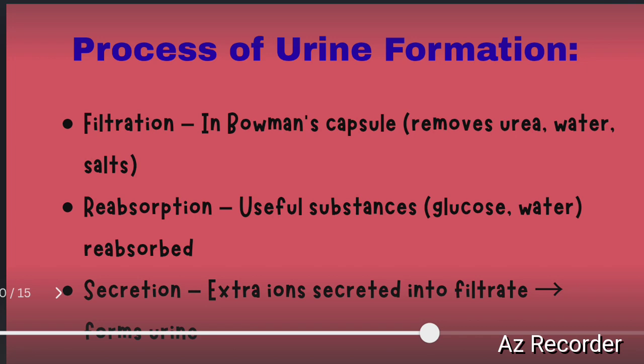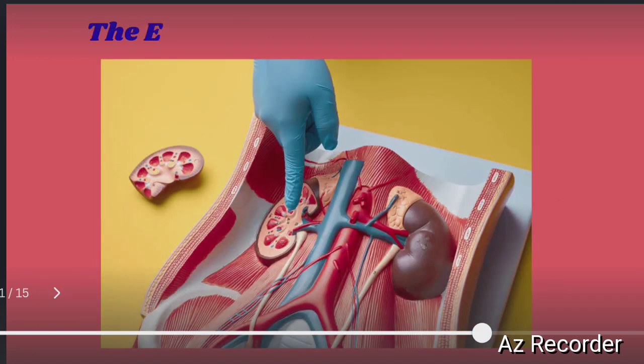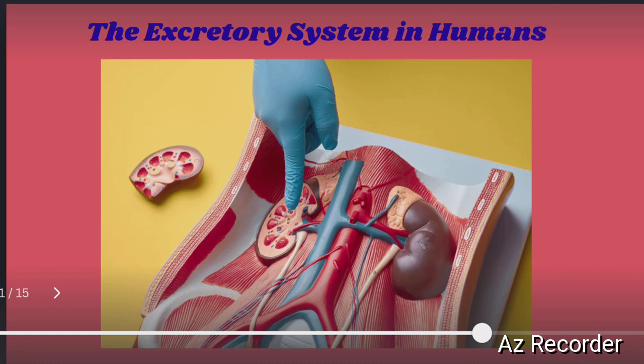And secretion: extra ions are secreted into the filtrate, which is finally converted into urine. Here in the picture you can see how the kidneys look. You can see the shape and structure of a kidney, which is compared to a bean, a bean-like shape. So how it stores the urine, and how it converts the filtrate into urine, the formation of urine, right?